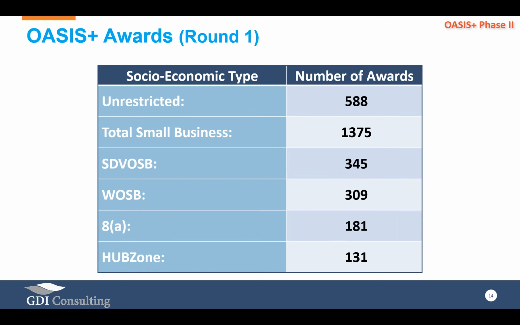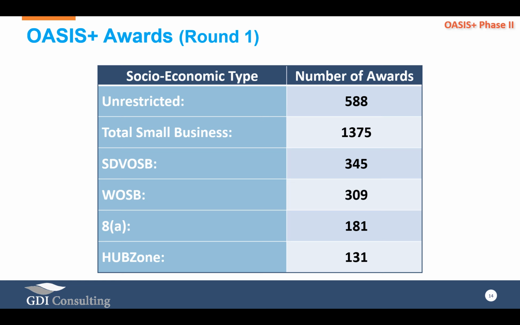Now, in terms of the numbers of the original OASIS Plus awards, you can see that 588 unrestricted, 1,375 total small business, STV OSB 345, WOSB 309, 8A 181, HUBZone 131. The numbers might be a little bit more than these, because these are, I think, a couple of months old. They might have awarded a few here and there. But do remember that, first of all, there is no competition. So these numbers might double as far as the government is concerned. I mean, there's no competition for phase 2.